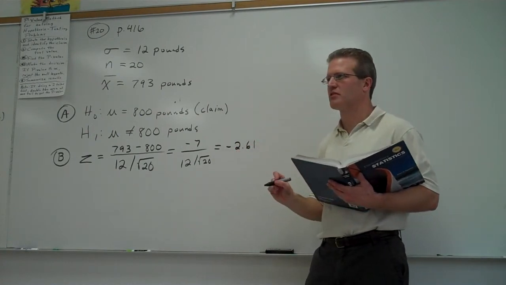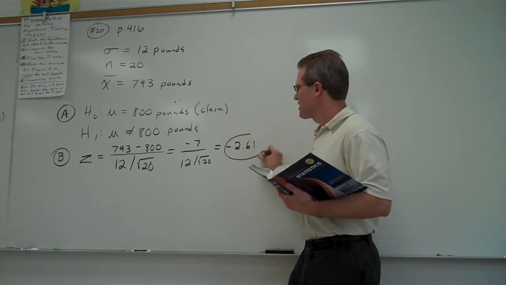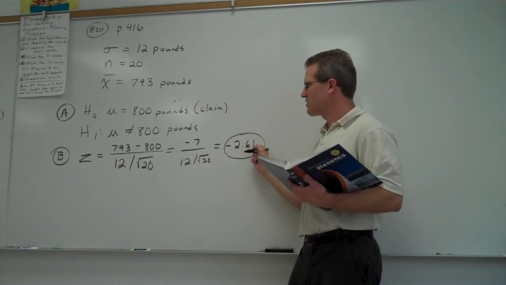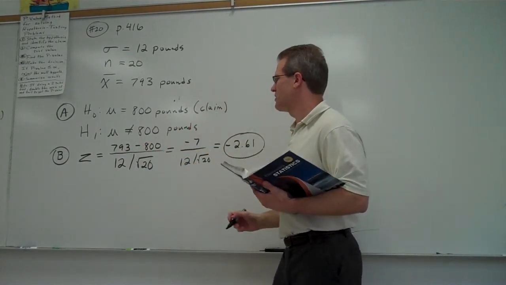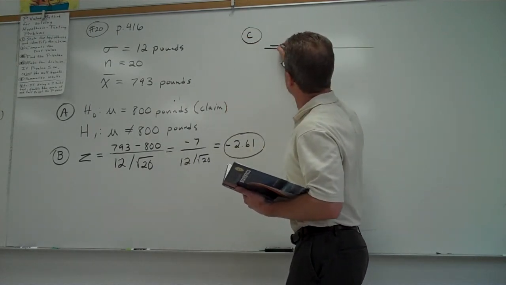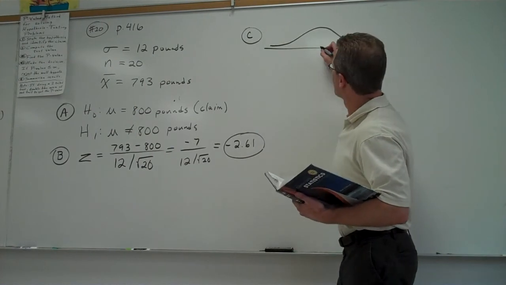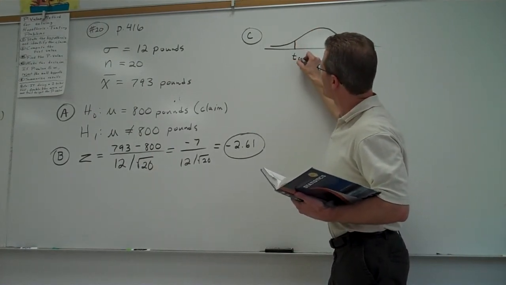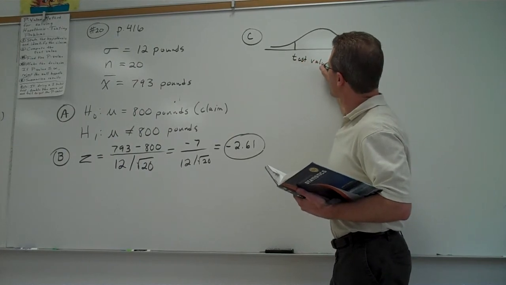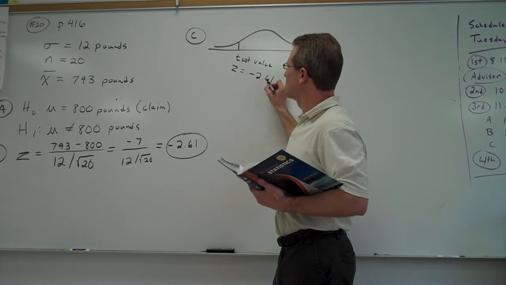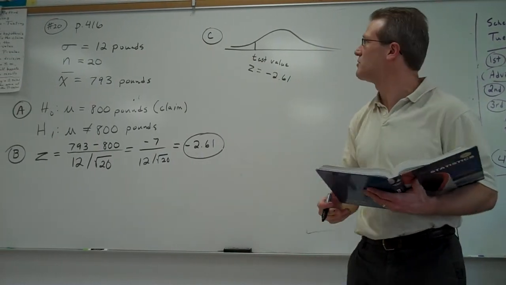Negative 2.61. Okay, others agree? Okay, so that's telling me that 793 is 2.61 standard errors from 800, from the mean. So now we're going to figure out our p-value. So negative 2.61 would be over here. This is our test value. Test value is z equals negative 2.61. Notice we haven't found the critical value, and we're not going to.